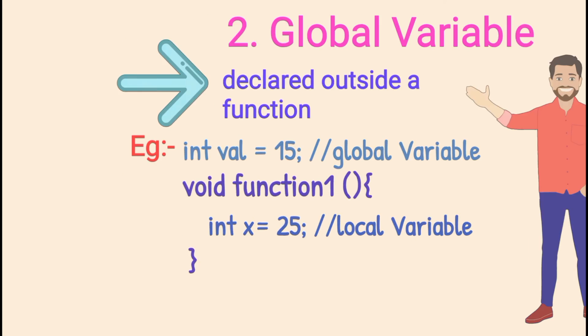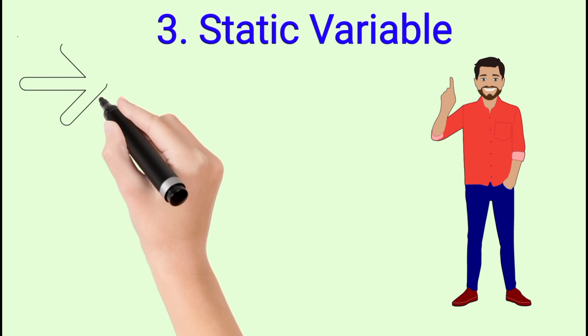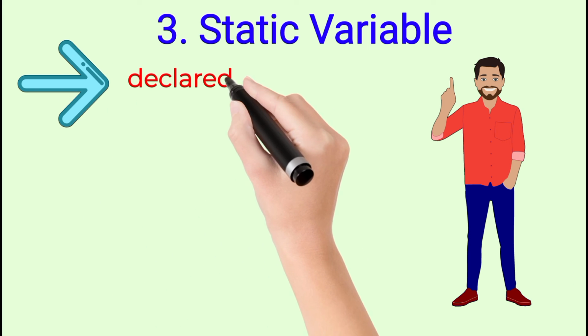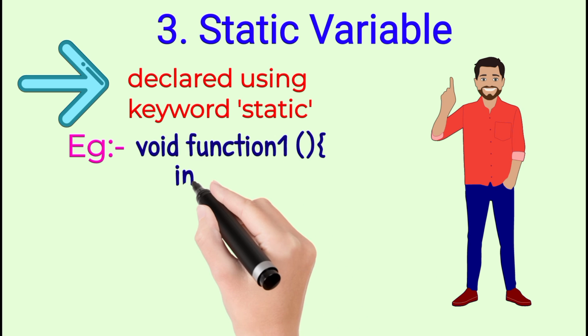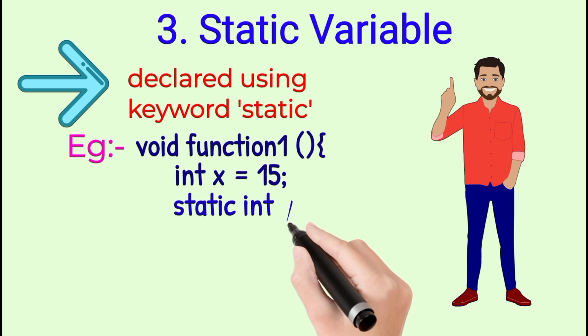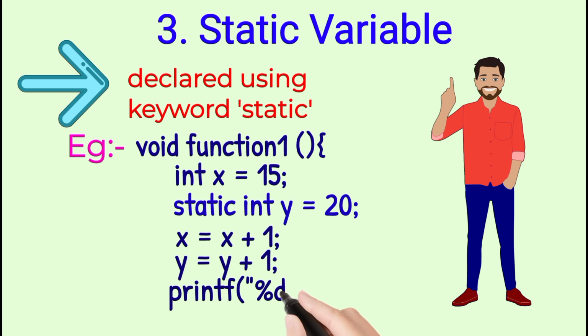Number 3. Static variable. This variable retains its value between multiple function calls and is declared by a keyword static. For example, static int y is equal to 20. Here the value of x remains 15 in every function call. However, the value of y gets incremented by 1.